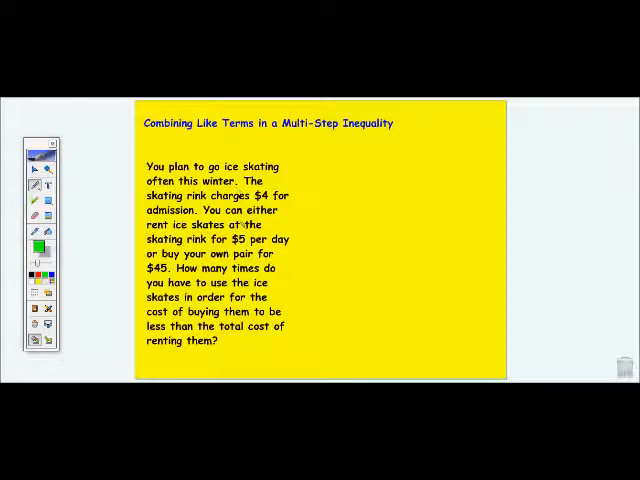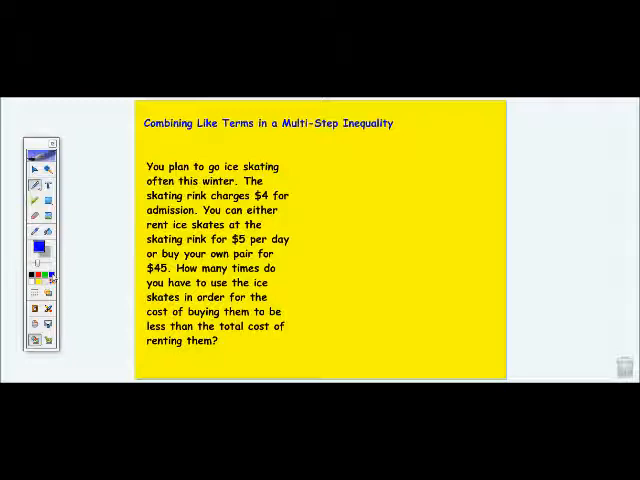So our last one is combining like terms in a multi-step inequality. Again, we had the same concept in equations. So first we'll write it. You plan to go ice skating often this winter. The skating rink charges $4 for admission. You can either rent ice skates at the skating rink for $5 per day or buy your own pair for $45. How many times do you have to use the ice skates in order for the cost of buying them to be less than the total cost of renting them?